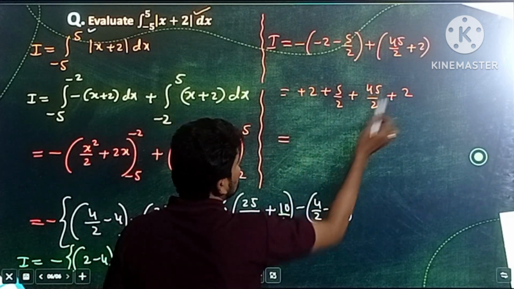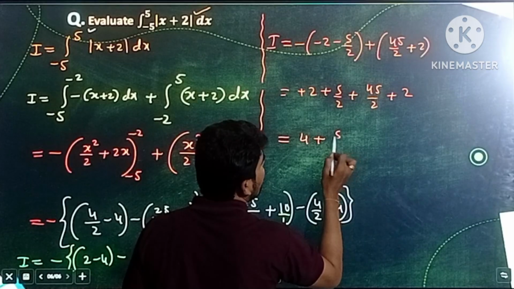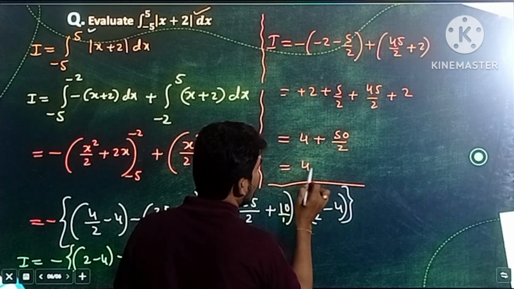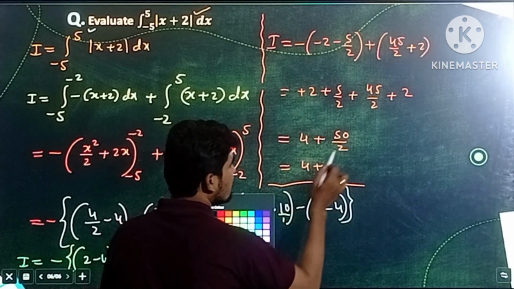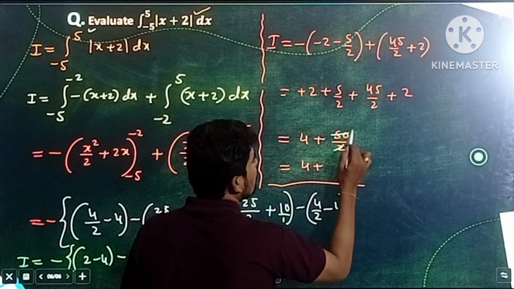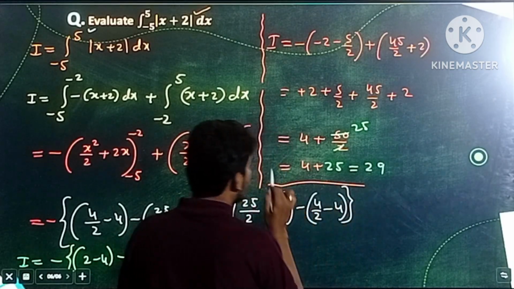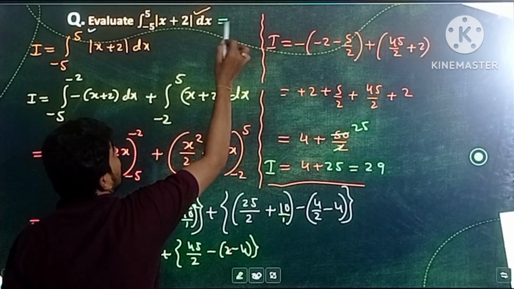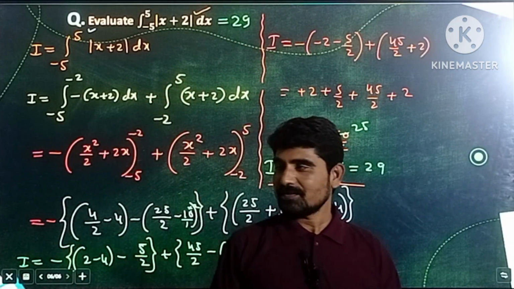Now see here 2 plus 2 is 4 plus 5 by 2 plus 45 by 2 is 50 by 2. Therefore answer is equals to, see, 4 plus 50 by 2, 2 ones are, here I can cancel 2, ones are 25. So 4 plus 25 which is equals to what? 29. Therefore the value of this integration problem is equals to what? 29. I hope all of you understood.